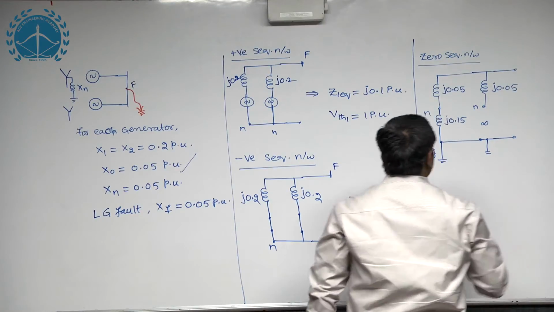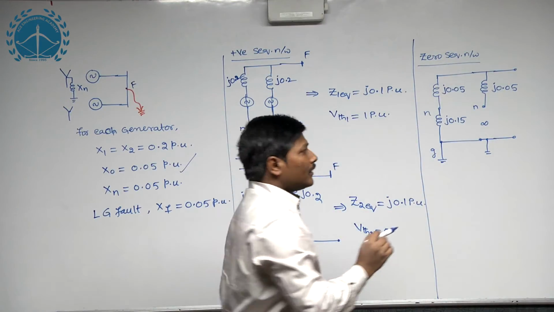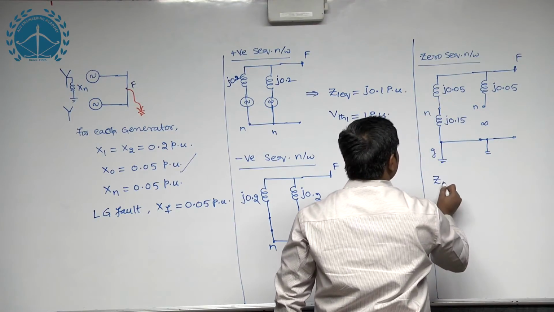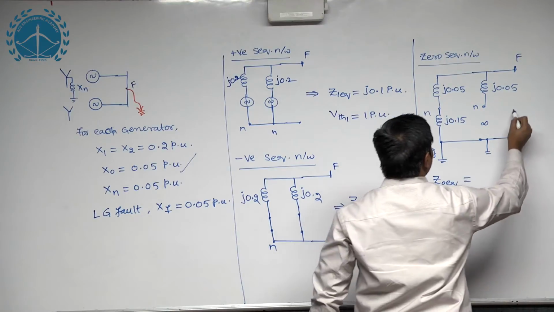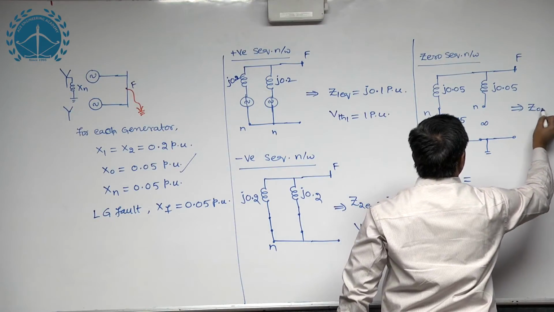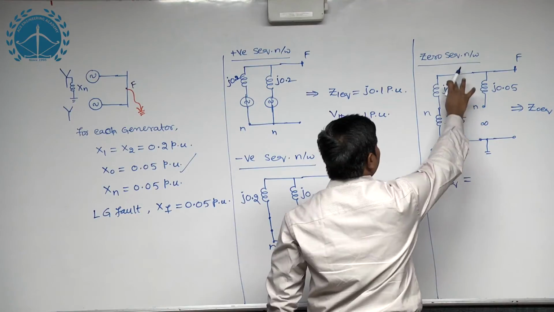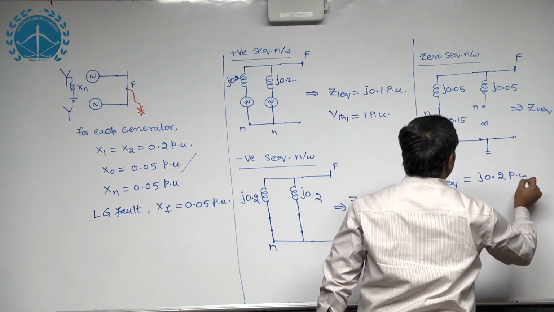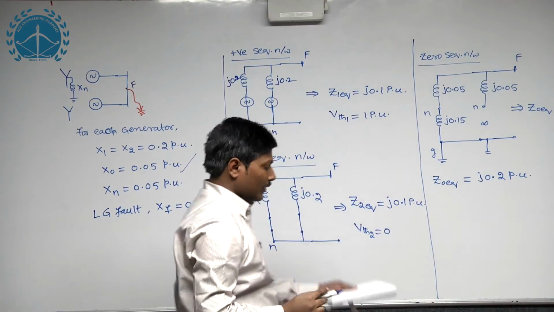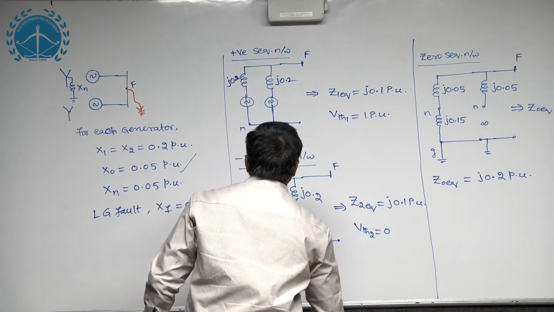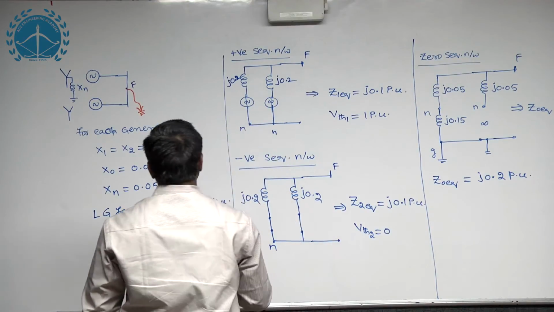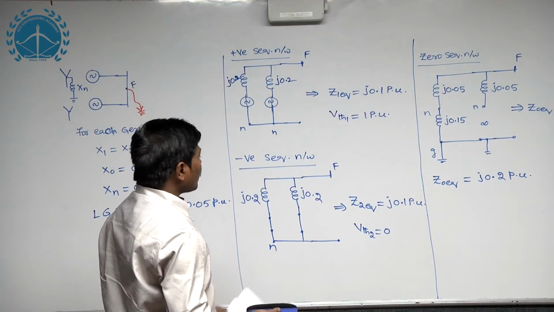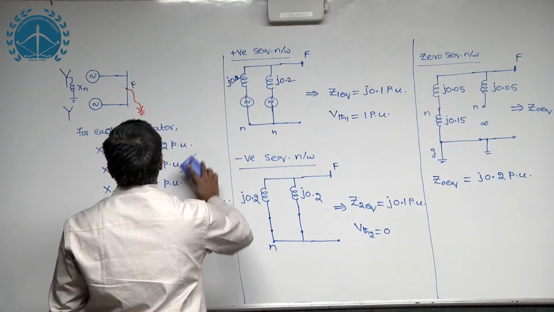And then if you measure the zero sequence Thevenin impedance with respect to the location of the fault, that is Z0 equivalent, you see that j0.15 in series with j0.05 turns out to be j0.2 per unit. So after knowing the positive sequence, negative sequence and zero sequence impedance values, now we will construct the Thevenin equivalent circuit.